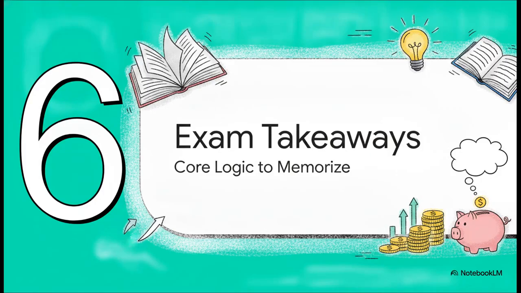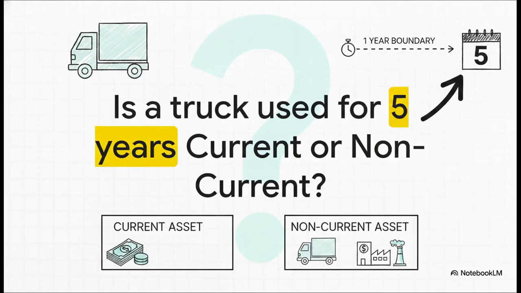And we are at Section 6, Final Exam Takeaways. You've made it to the final stretch of our review session. Let's summarize the absolute core logic you need to bring into the exam room with you. Let's test your attention right now with a quick mini pop quiz. If a business buys a delivery truck to use for deliveries for the next 5 years, is that recorded as a current or non-current asset?